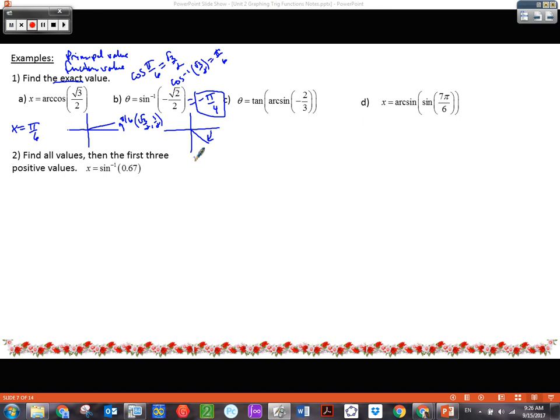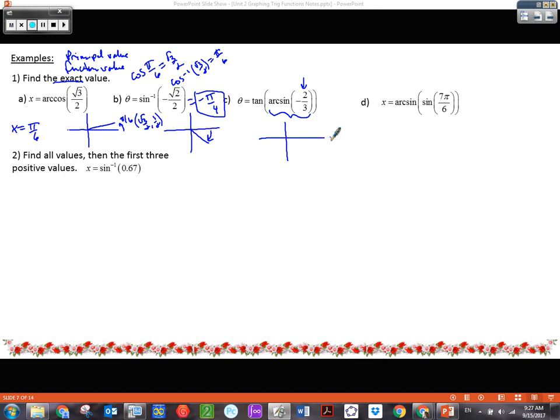All right. On the next one, this is a little bit more complex. We work from the inside out. So I'm going to work on this part first. This is not a unit circle value, so I'm going to have to draw a triangle. That's what I have to do. It's not a unit circle value. I have to draw a triangle.